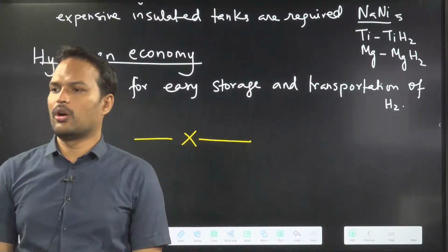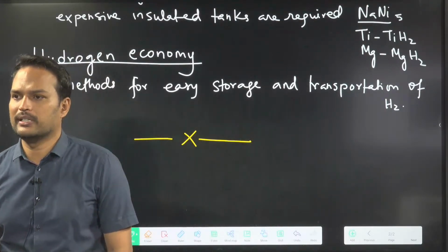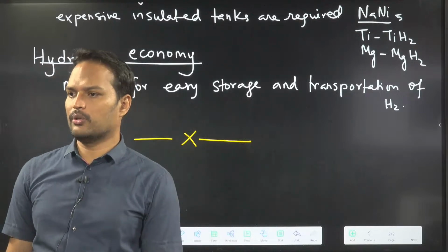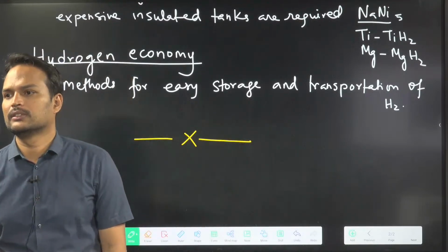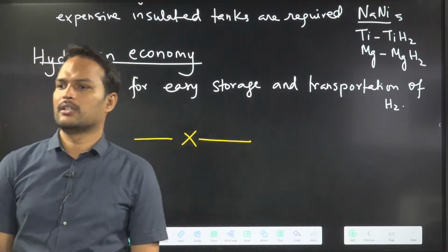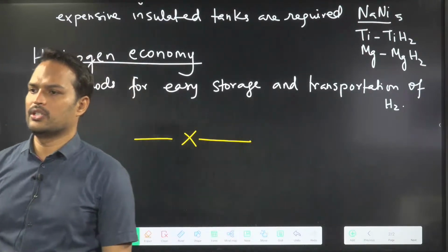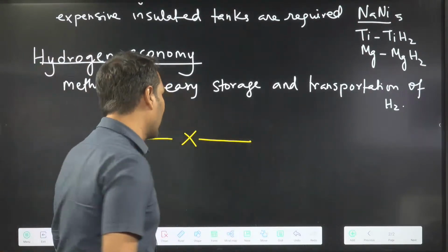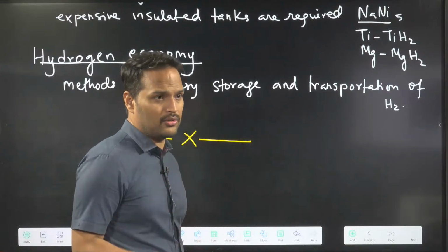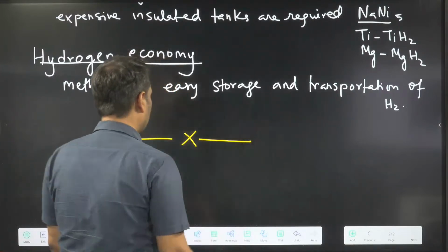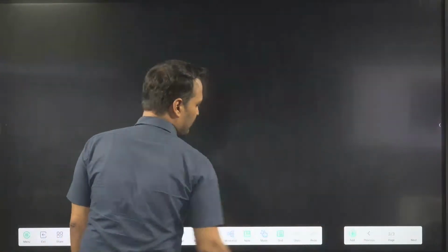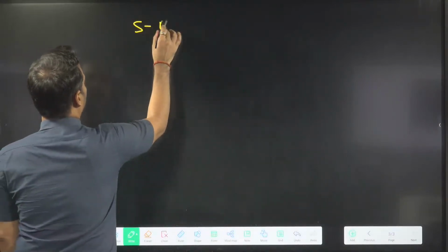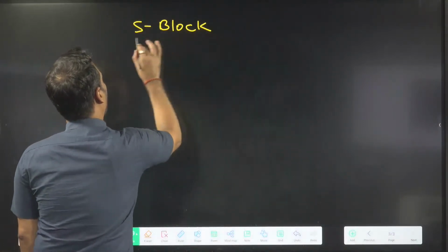So this order is for per gram basis, per liter basis, per mole basis. For what are you giving this order? Per gram basis, hydrogen is more. And gaseous hydrogen is also more. Okay, fine, done with this one. So now we are moving to a fresh chapter, that is your S block.